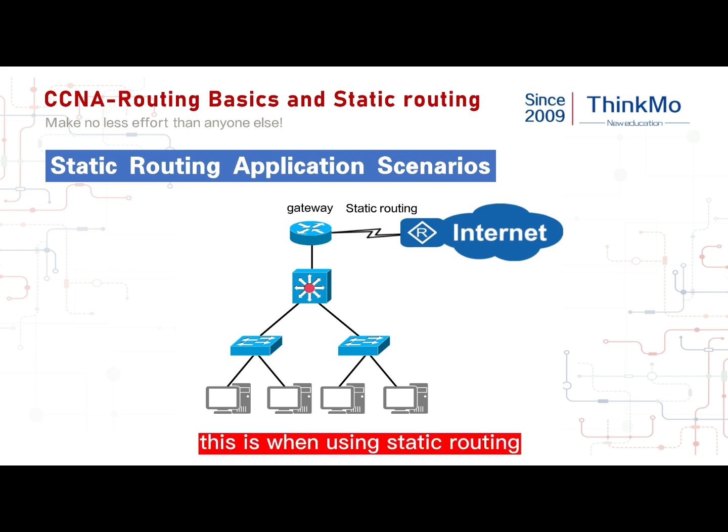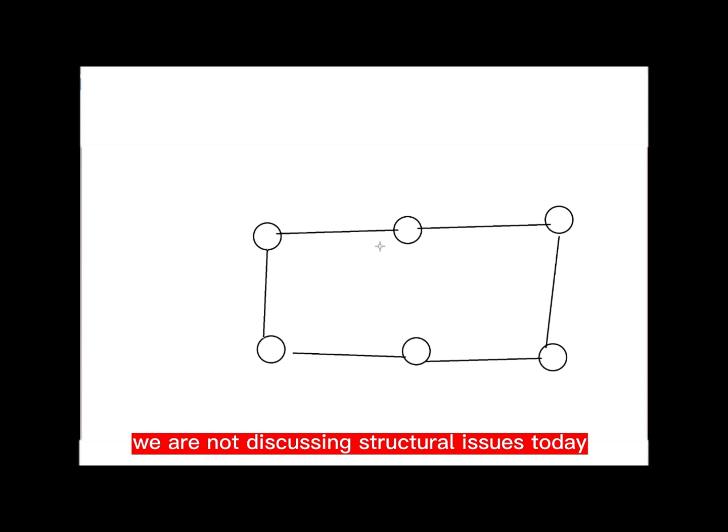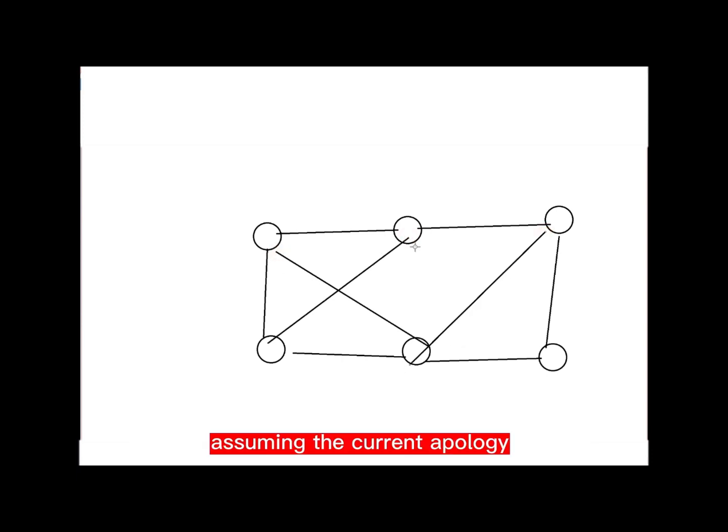This is when using static routing, a more tedious part: you have to specify it. This drawing is relatively simple. Let's discuss a slightly more complicated scenario. I draw it casually; normal drawing is not like this. Real networking is not going to be grouped like this. Let's say this is some router. Simply make a connection. We are not discussing structural issues today. Assuming the current topology is connected like that.